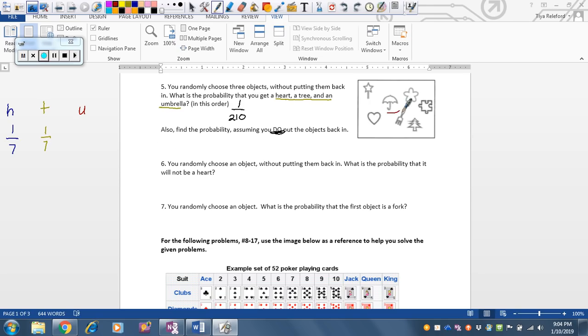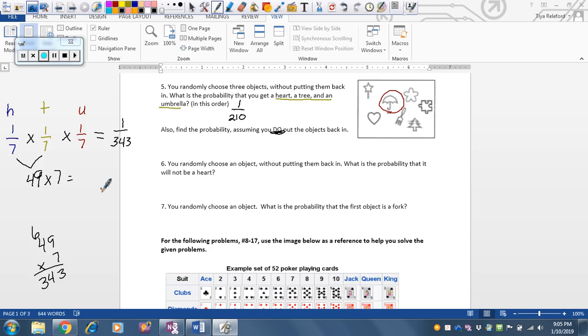The last one is an umbrella. 1 umbrella out of how many things? 7. So now you must multiply. Do not add. 1 times 1 times 1 is 1. 7 times 7 is 49 times 7. Double check me. I'm not super confident on that one. So 1 out of 343, unless of course I was wrong, and then you're probably right. What do you think?